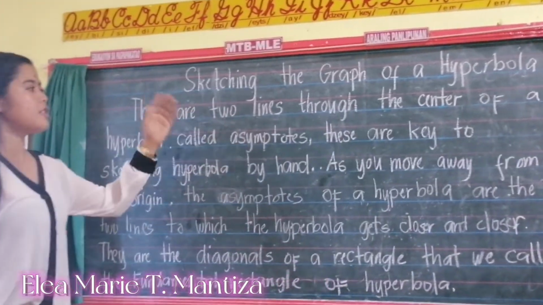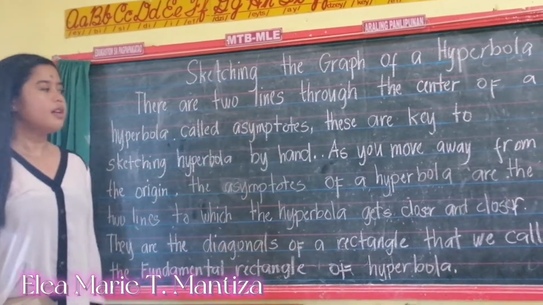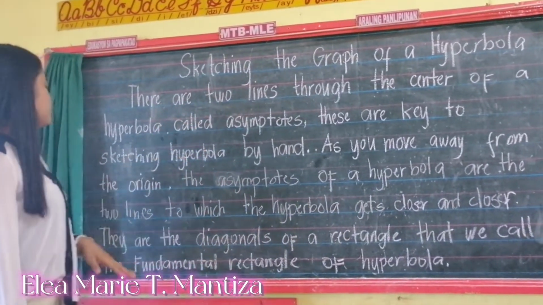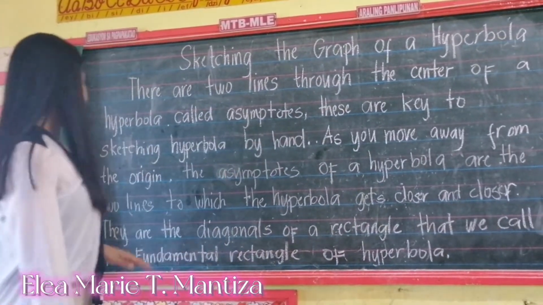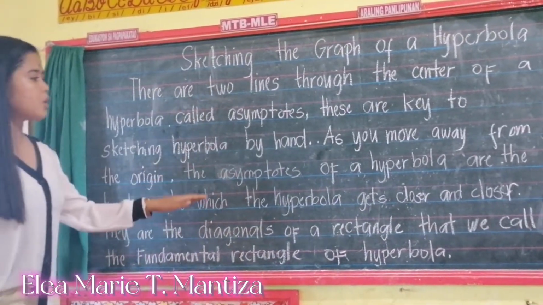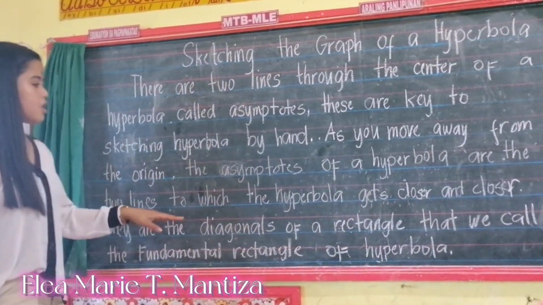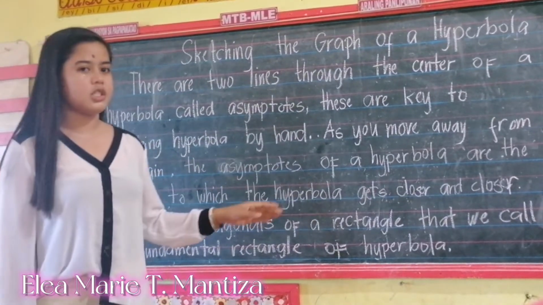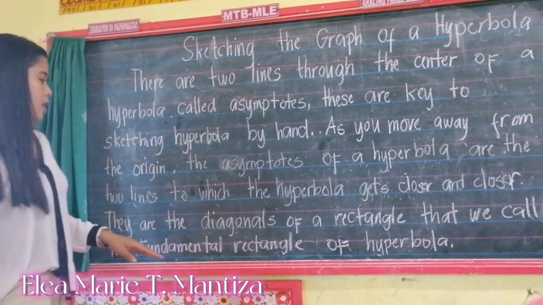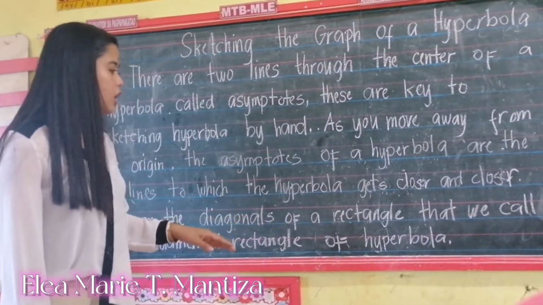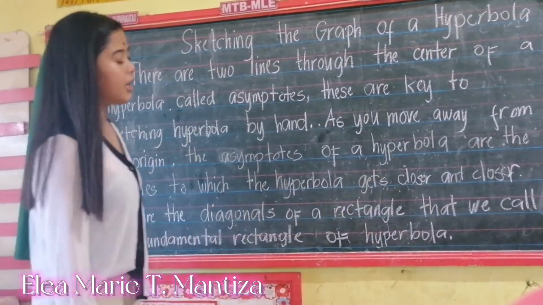There are two lines through the center of a hyperbola called asymptotes. These are the key to sketching a hyperbola by hand. As you move away from the origin, the asymptotes of a hyperbola are the two lines to which the hyperbola gets closer and closer. They are the diagonals of our rectangle that we call the fundamental rectangle of the hyperbola.